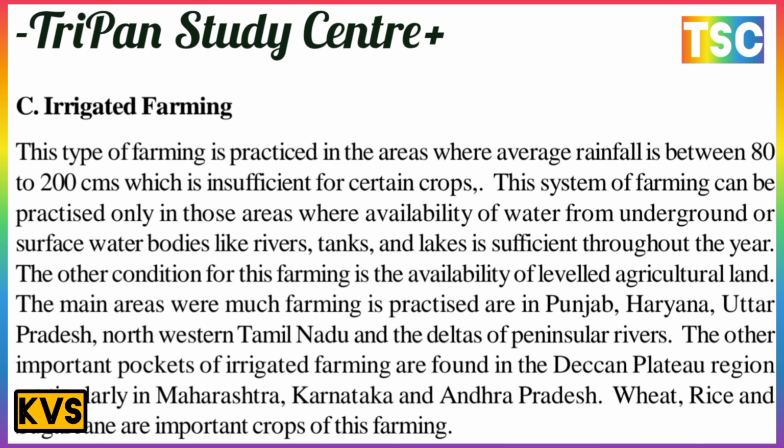The main areas where irrigated farming is practiced are Punjab, Haryana, Uttar Pradesh, north western Tamil Nadu and the deltas of peninsular rivers. The other important pocket of irrigated farming is found in the Deccan Plateau region, particularly in Maharashtra, Karnataka and Andhra Pradesh. Wheat, rice and sugarcane are important crops of this farming.